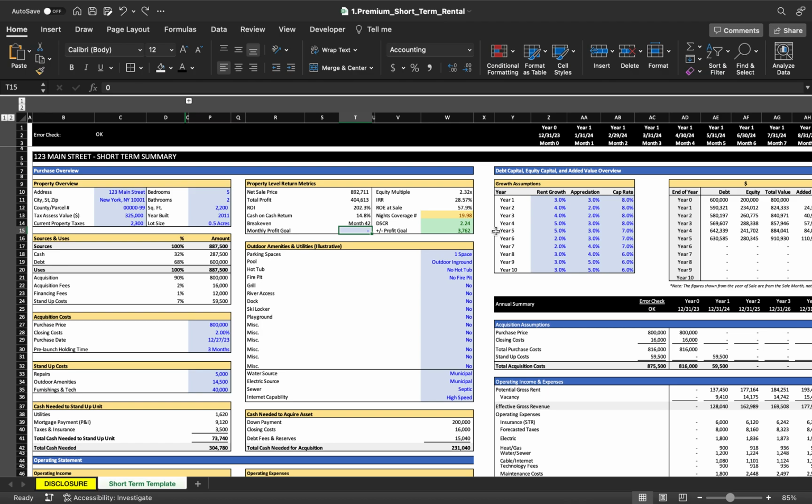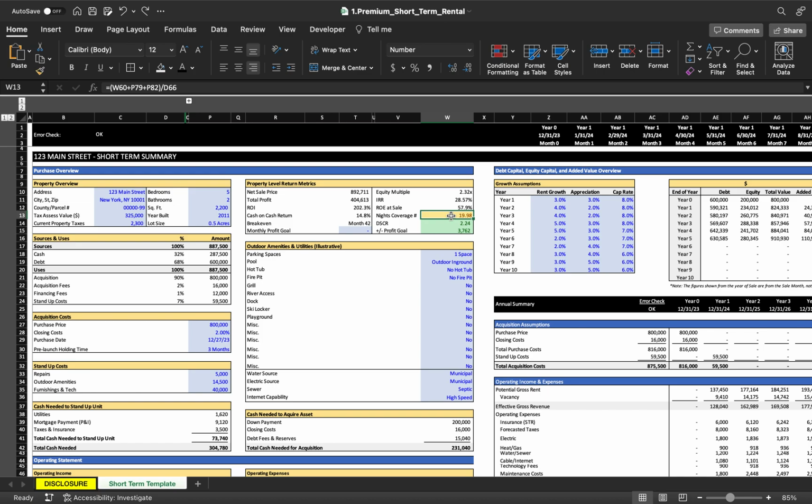So monthly profit goal. This is saying, if you say, I want to make $1,500 on this investment per month, then over here it tells you what you're above or below your profit goal. So you're above your profit goal, $2,200. If you make this 0, it shows you what your average total profit is per month, $3,700. You can make this 5,000, and then you'll see you're actually below your profit goal. So we'll keep that 0 for now. It shows you what the equity multiple is, your IRR, your ROE at sale, and then your night coverage number.